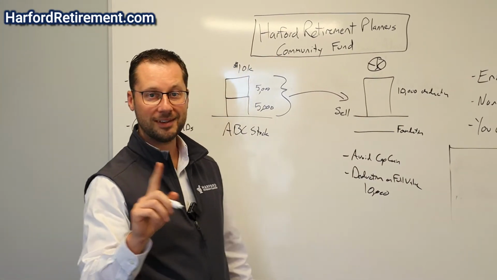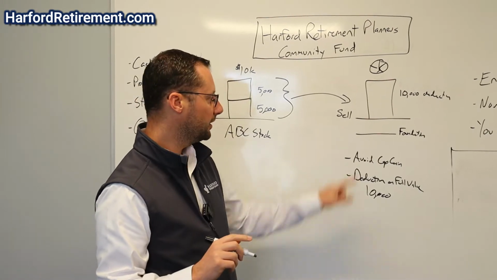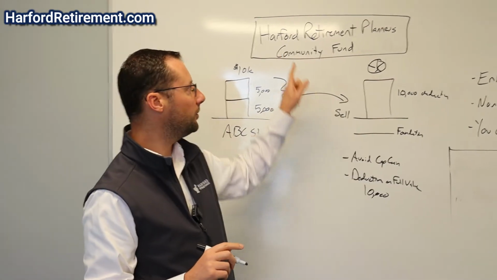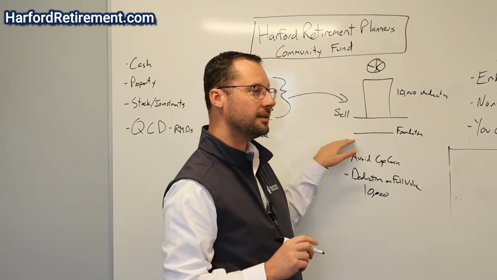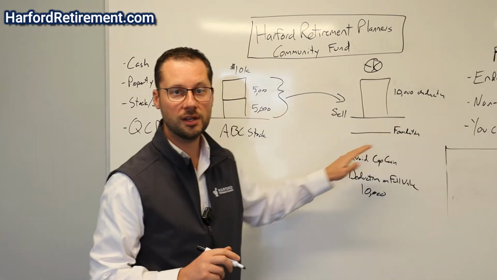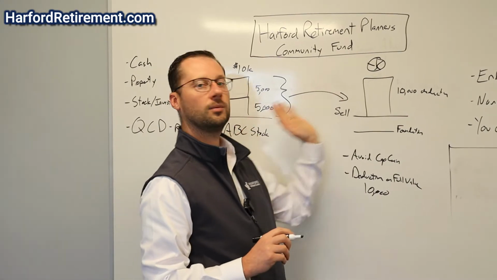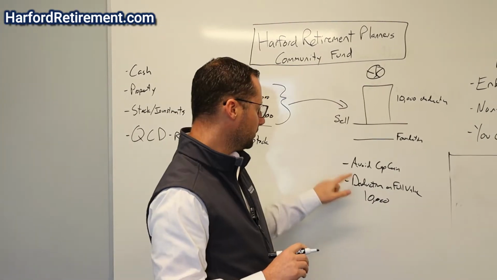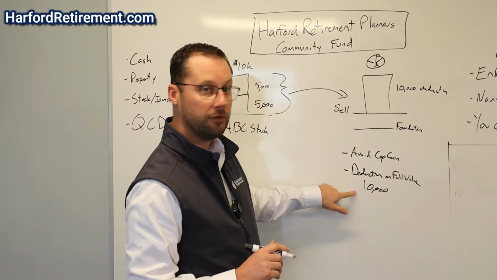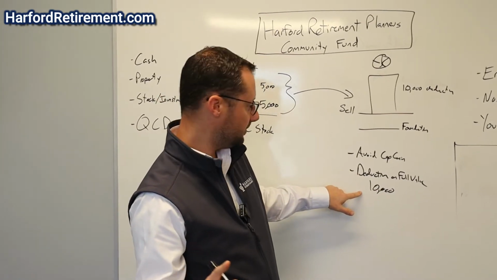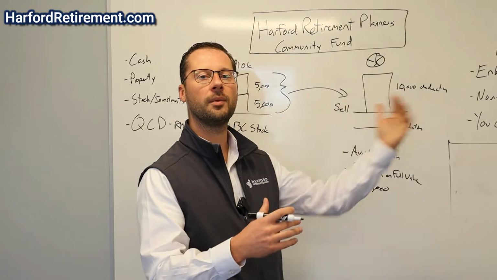One of the cool things, but not the reason why we set this up, you can name it whatever you want. So we've got the Hartford Retirement Planners Community Fund. You can name it the Smith Family Foundation, the whatever you want it to be. So the benefit is you get to avoid the capital gain, you get a deduction on the full amount, subject to certain limitations, and then do you have to give all of the money away, right?